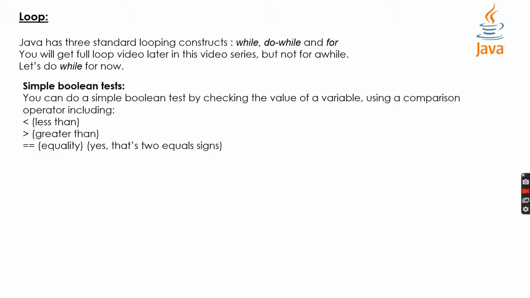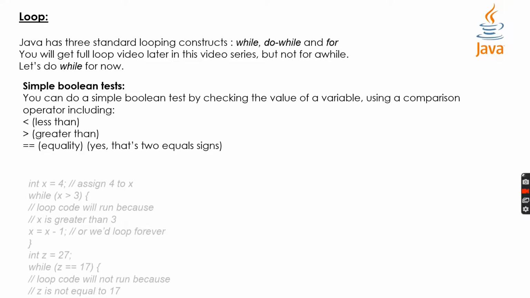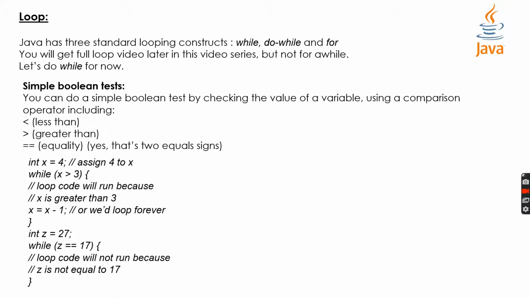You can do a simple boolean test by checking the value of a variable using a comparison operator, including less than, greater than, and equality. Yes, that's the two equal signs. Notice the difference between the assignment operator, a single equal sign, and the equality operator, which is two equal signs. Lots of programmers accidentally type a single equal sign when they want a double equal, but not you.